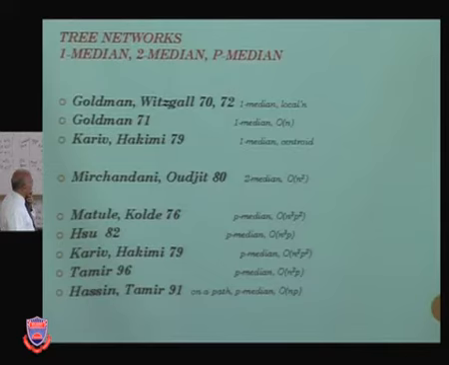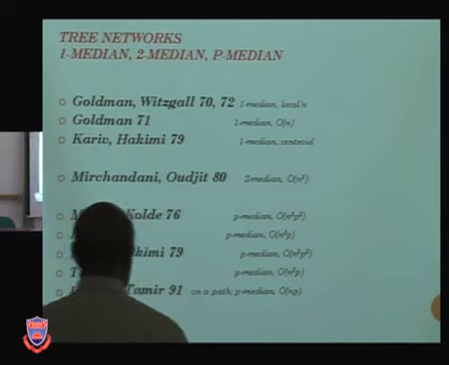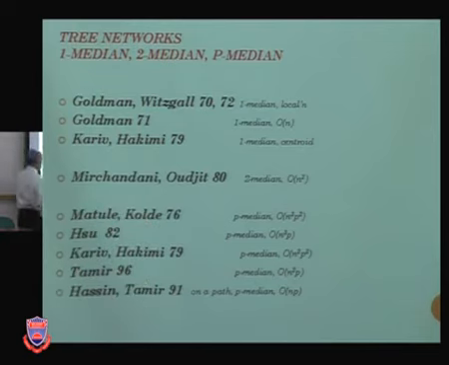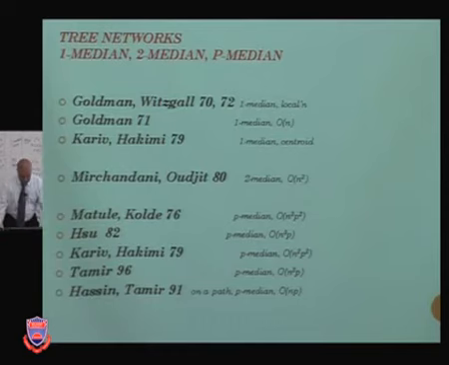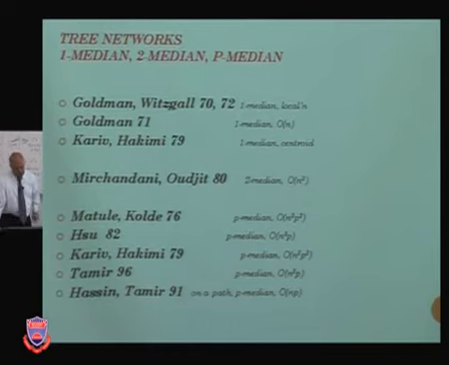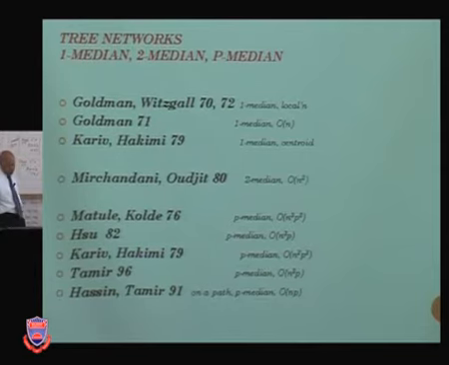Mirchandani and Oudjit gave a two-median algorithm in n squared. Matula and Kolde gave a p-median algorithm which is n to the power 3 and p squared. Shu then gave a p-median algorithm that works in n cubed p time. Kariv and Hakimi gave a more efficient one that works in n squared p squared.